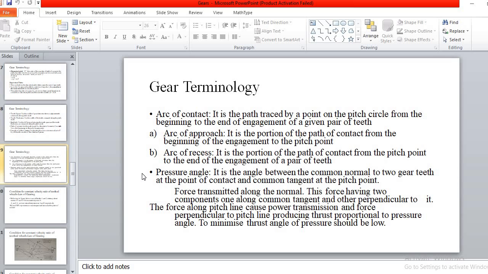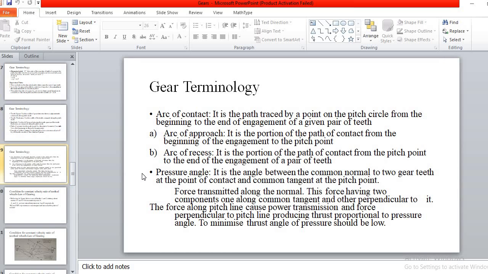To avoid larger thrust, it is always desirable that the pressure angle should be small, so that the thrust value will be smaller. The standard pressure angles we generally observe are 14.5 degrees and 20 degrees.